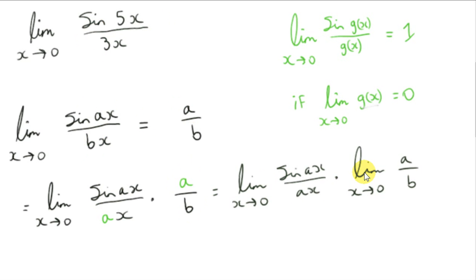So the limit of a product is the product of the limits. Now this thing here is going to be 1, because ax has the property of going to 0 as x approaches 0. So ax is our g of x in general, as we saw before. As long as this thing has the property of going to 0 as x approaches 0, then we can say the limit of sine ax over ax is 1. And a over b is a constant. The limit of a constant is just a constant, regardless of what x approaches. So we get 1 times a over b, which is indeed a over b, as we suspected.